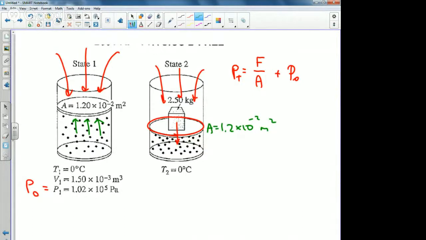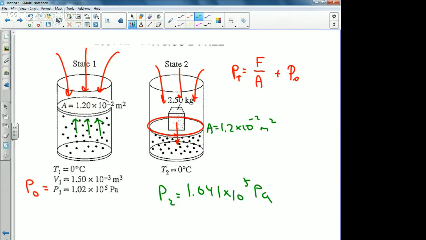Okay. So in this case, I just want you guys to understand, because this has appeared on 3 different problems, where you have to find the total pressure. You have to add up the pressure, the force over area of the block, plus air pressure, and you find P2. In this case, P2 is equal to 25 divided by 1.2 times 10 to the negative 2 plus the air pressure 1.02 times 10 to the 5th, which is 1.041 times 10 to the 5th pascals. How is that? You guys okay with that?